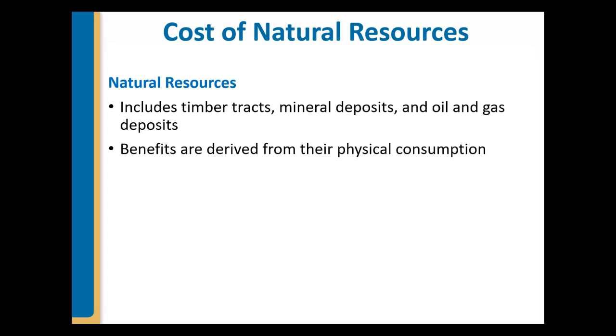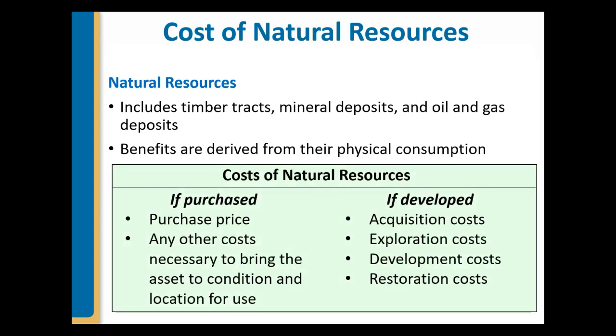Natural resources that provide long-term benefits are reported as property, plant, and equipment. These can include timber tracts, mineral deposits, oil and gas deposits. They're distinguished from other assets by the fact that their benefits are derived from their physical consumption. For example, mineral deposits are physically diminishing as the minerals are extracted from the ground. They're either sold or used in the production process.